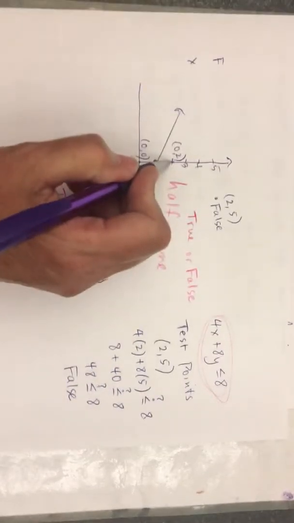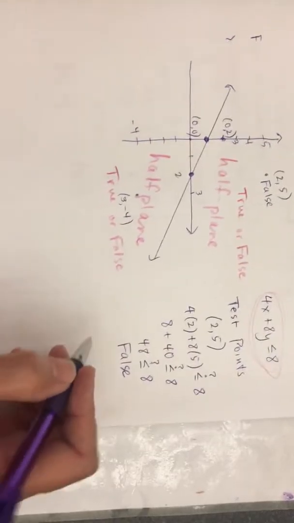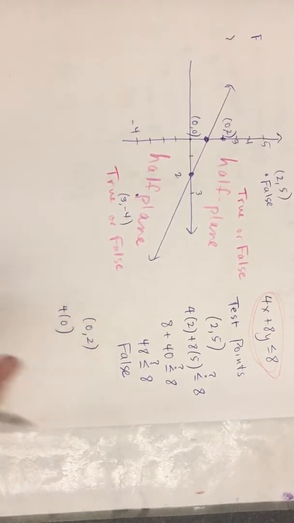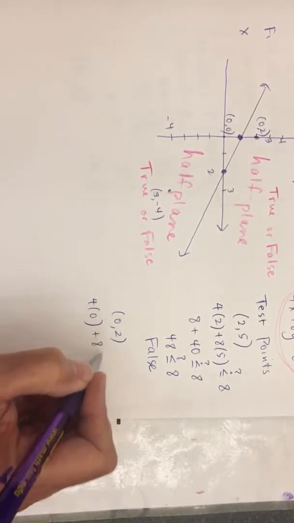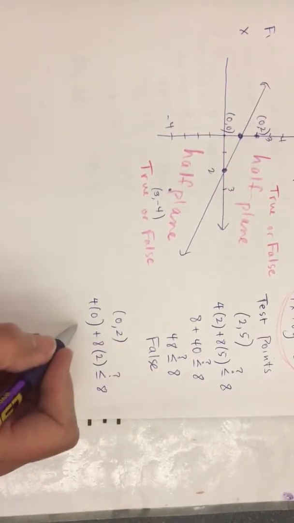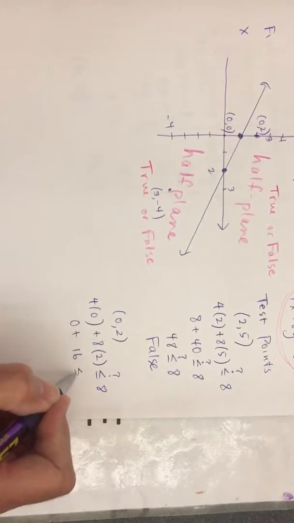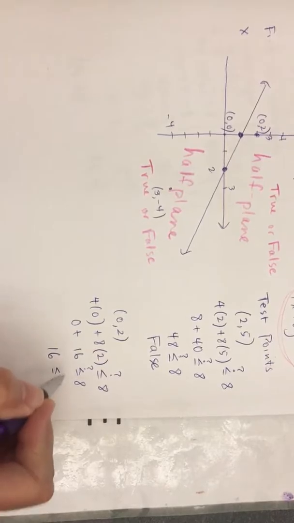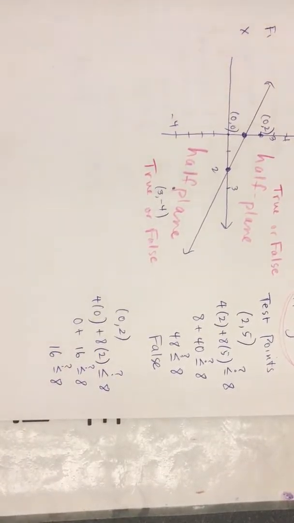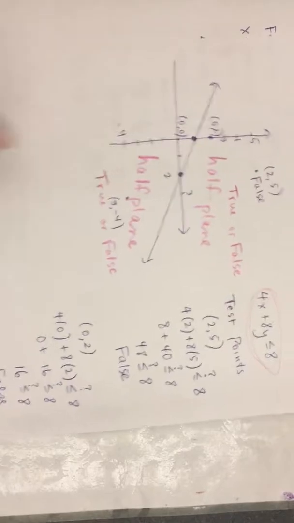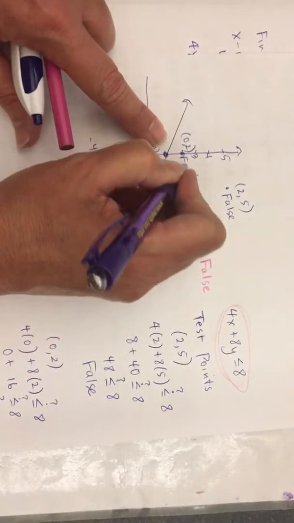Let's take a look at this point, (0, 2). (0, 2) would be 4 times 0 plus 8 times 2 is less than or equal to 8. 0 plus 16 is less than or equal to 8. I got my little question mark because we're not saying that's a fact. We want to know if that's true or false. Well, that's false. So this point was false.